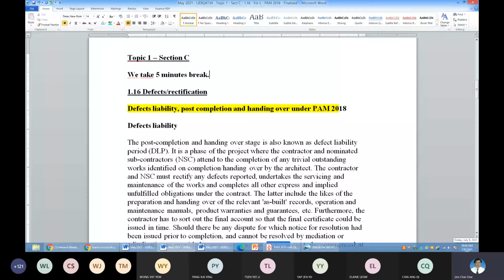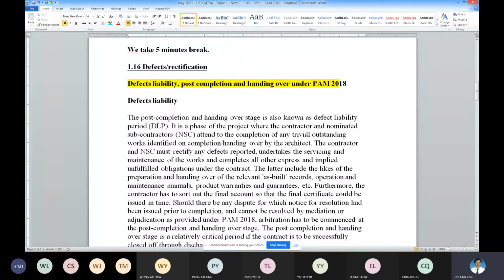Welcome back, everyone. So now we are at section 1.16, that is defects and rectifications. So understand the concept of defects, which I have already covered a lot on your clause 15 earlier.